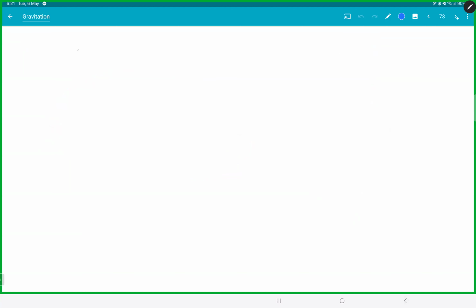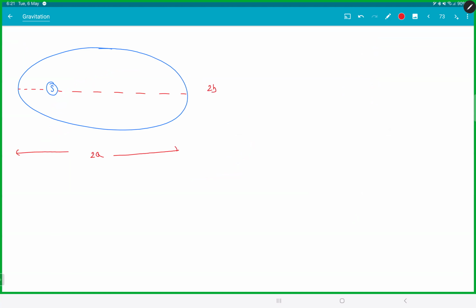So I'll just put up the results. If you have the ellipse here, we have the sun here. This is 2a, your major axis. This is 2b, the minor axis. And when this satellite or anything is going in this orbit, the total energy of a satellite in an elliptical orbit.